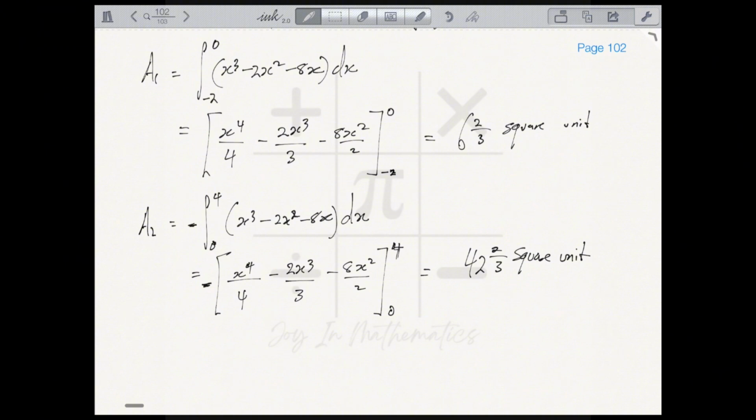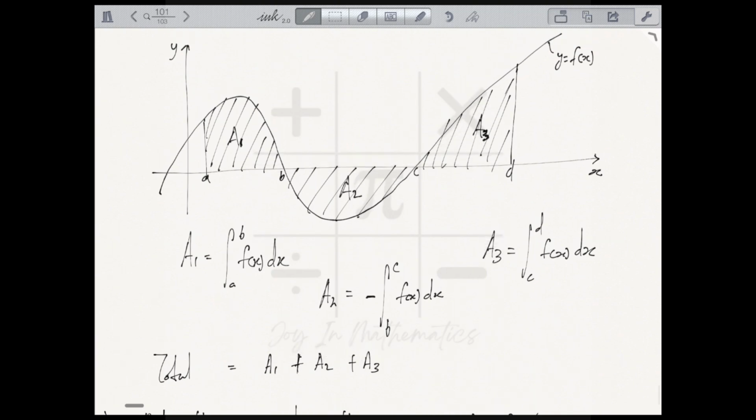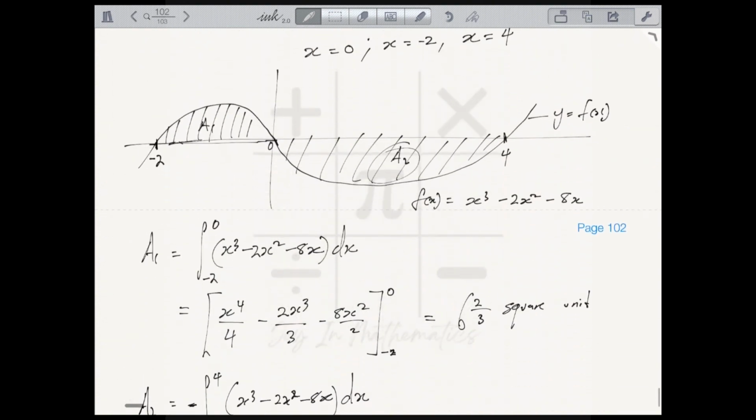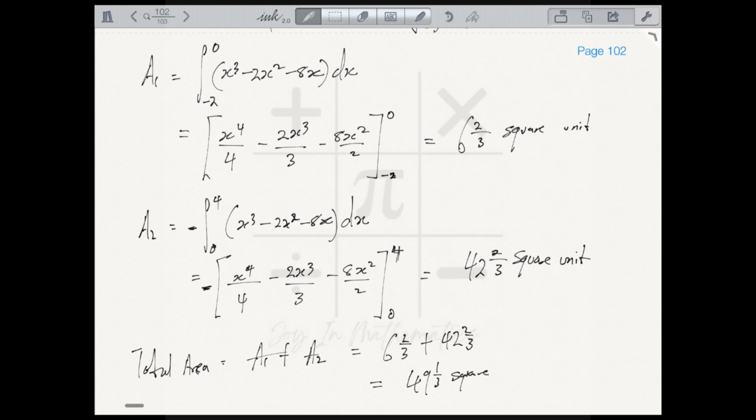Now we can see here that our total area is the summation of areas, that is A1 plus A2 plus A3, and in this case we just have A1 and A2. So our total area is equal to A1 plus A2, and this will give us 6 2 over 3 plus 42 2 over 3, and our final answer will be 49 1 over 3 square units.